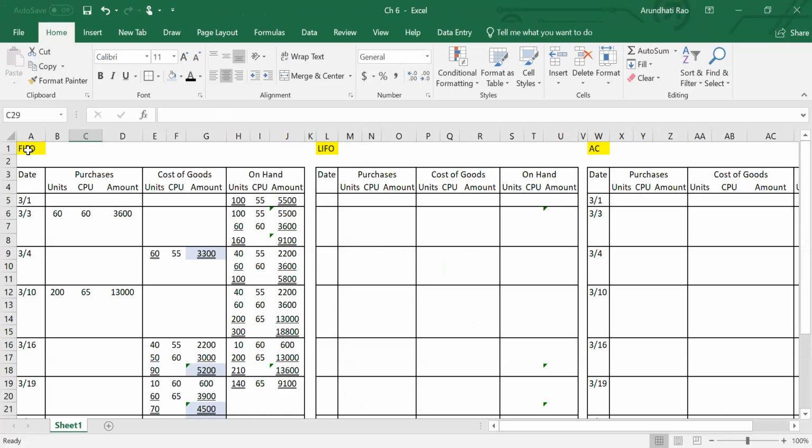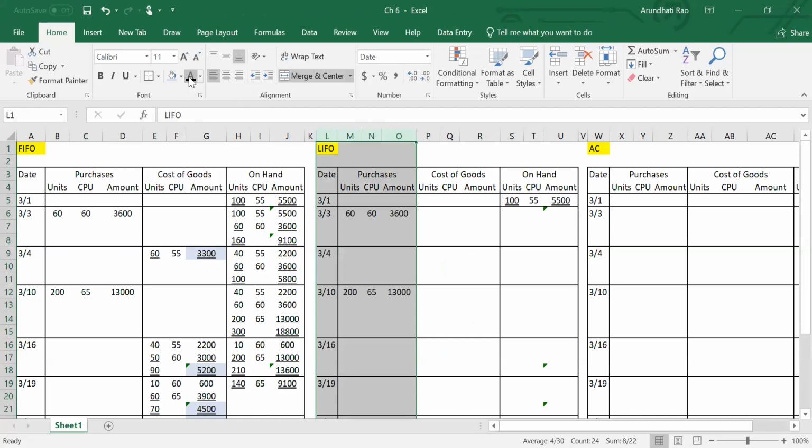Regardless of whether I'm using FIFO or LIFO, my beginning inventory information will not change. So let me put that over there. Also, what doesn't change throughout the month is the purchases made. So I'm going to go ahead and highlight these columns over here because this information is not going to change.